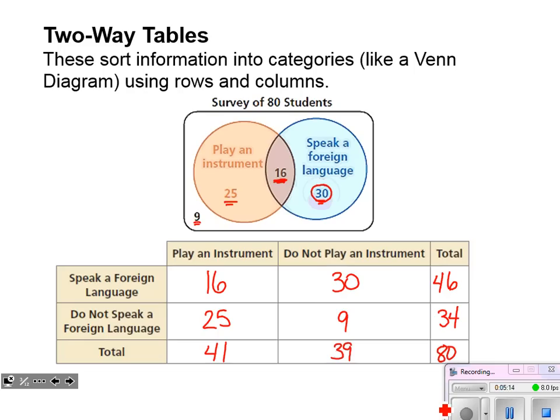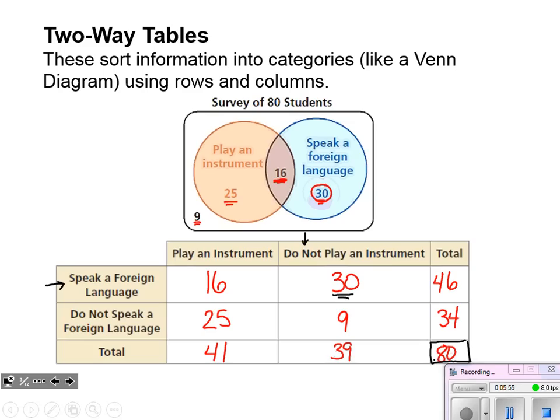So now you can see this two-way table is really nice because for a probability, I know that my sample space is 80 students total. So if I randomly choose a student, what's the probability that they do not play an instrument, but they do speak a foreign language? Okay, well, let's see. They don't play an instrument. So I'm looking in this second column here. But they do speak a foreign language. That's the first row. I know that that's 30 out of 80. So 30 over 80 would be that probability. So again, by doing a lot of the calculations early, setting up this table, the probabilities become much easier to interpret and calculate.